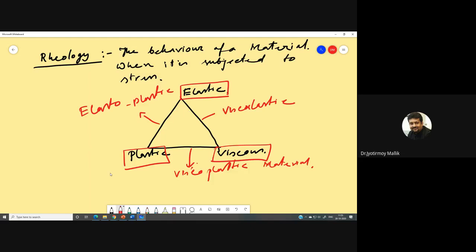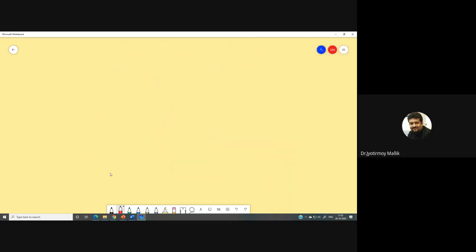But of course, we will see these elastoplastic, viscoplastic, and viscoelastic materials in the next semester. There will be some other complex combinations like Kelvin material, Maxwell material, then Bingham plastic. Okay? But those are subject to the discussion in the next semester.